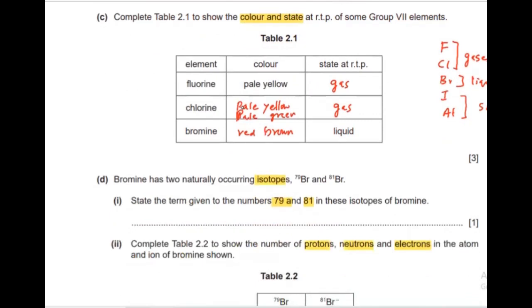Look at the next part. This part is regarding isotopes. State the term given to the numbers 79 and 81. Whenever the word isotope is there, you know that isotopes are atoms of an element. They have the same proton number but different nucleon number or different mass number. So the numbers 79 and 81 are the nucleon number or mass number. So you can say nucleon number or mass number.